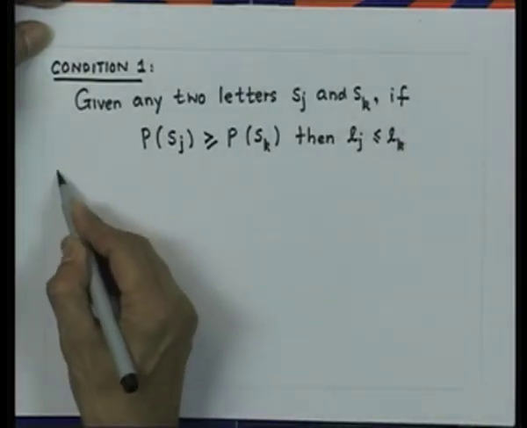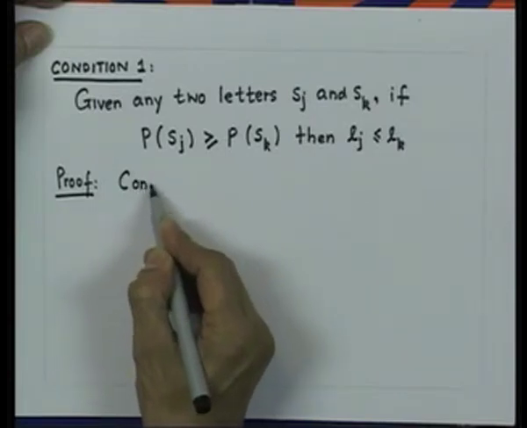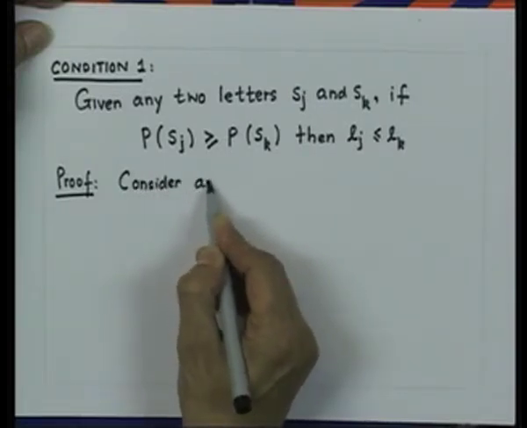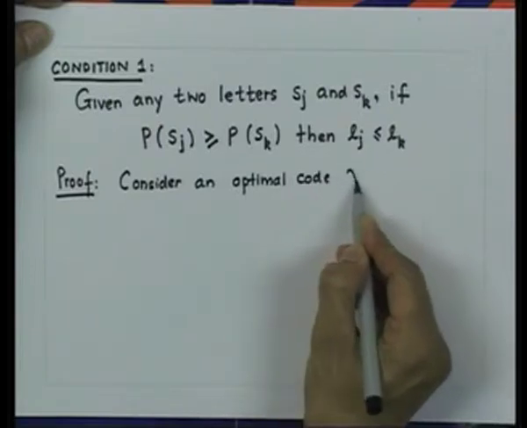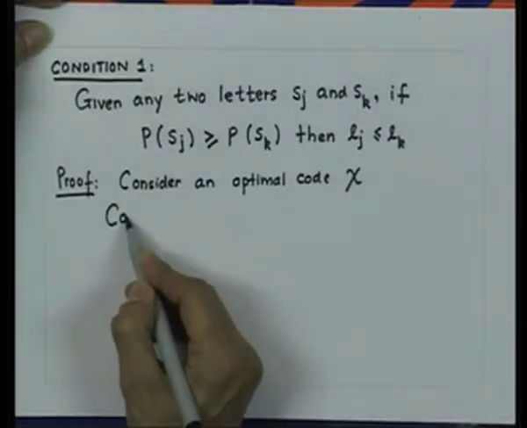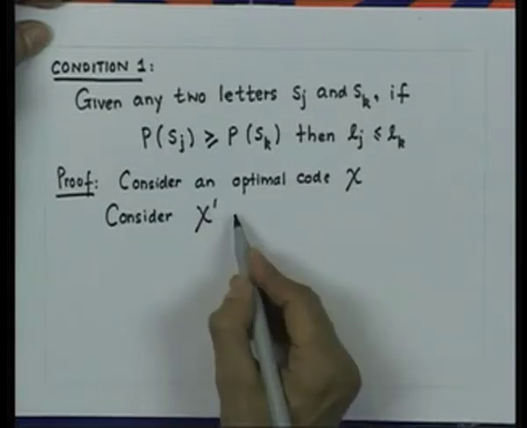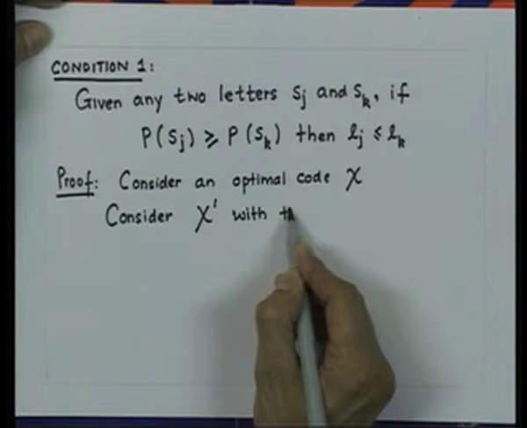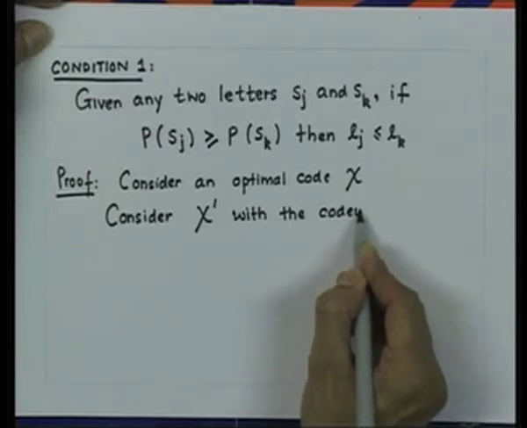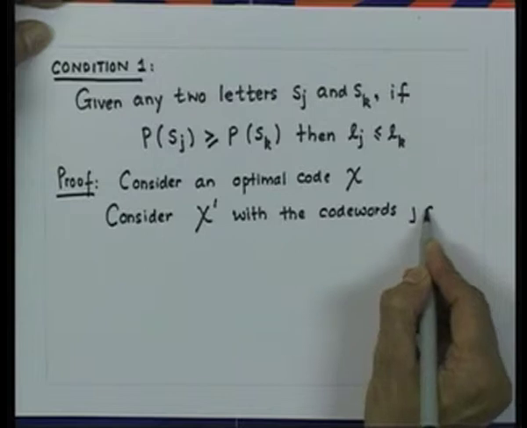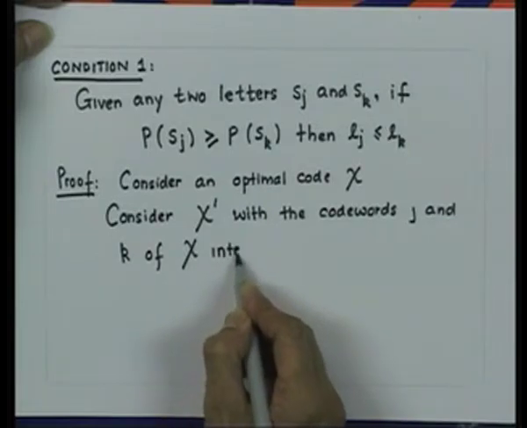So, to prove this, consider an optimal code X. Now, consider another code X prime which is obtained by swapping the code words J and K, so with the code words J and K of X interchanged.